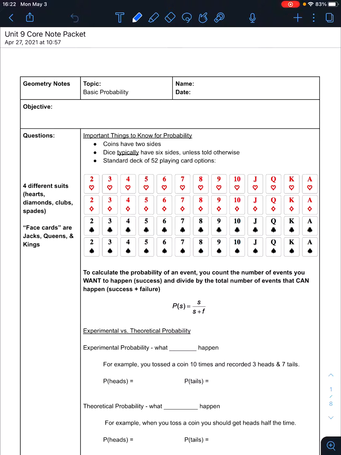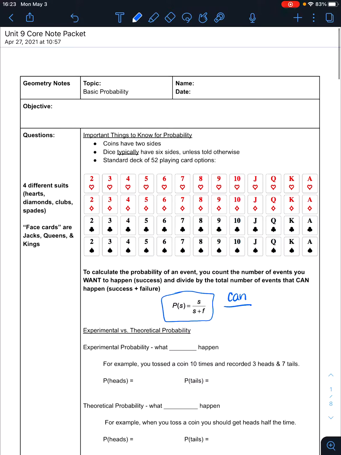Probability is the study of how likely something is to happen. When we want to calculate the probability of an event, we use this formula. Basically, I take the number of events that I want to happen, the ones that make me happy, versus everything that can happen.